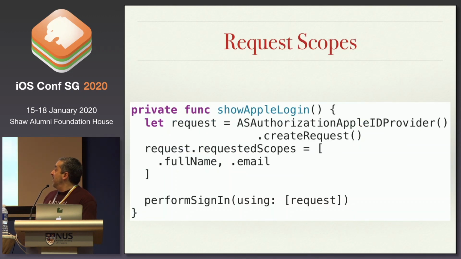Okay, so when you're ready to start using it, all you have to do is call this long ID provider create request. That gives you the elements that you need to pop up the dialog. You then have this optional request scopes, where you can tell what you want the user to provide to then send back to your server. Today, I believe still the only two you can ask for are full name and email.